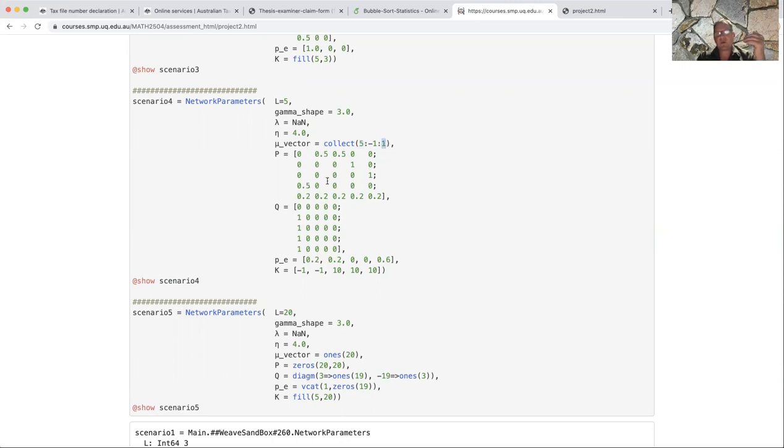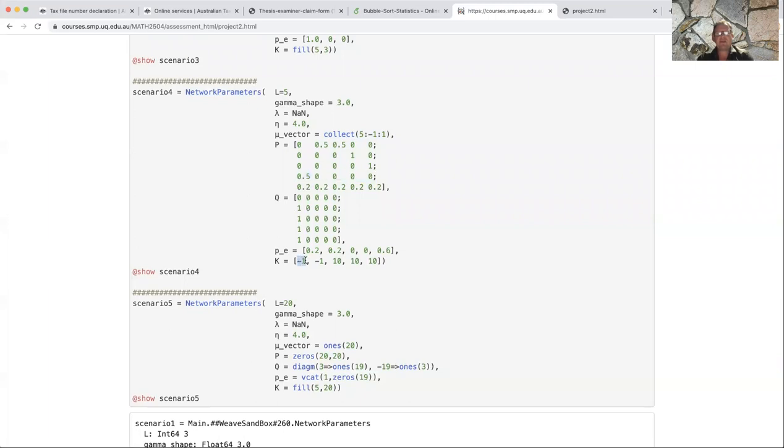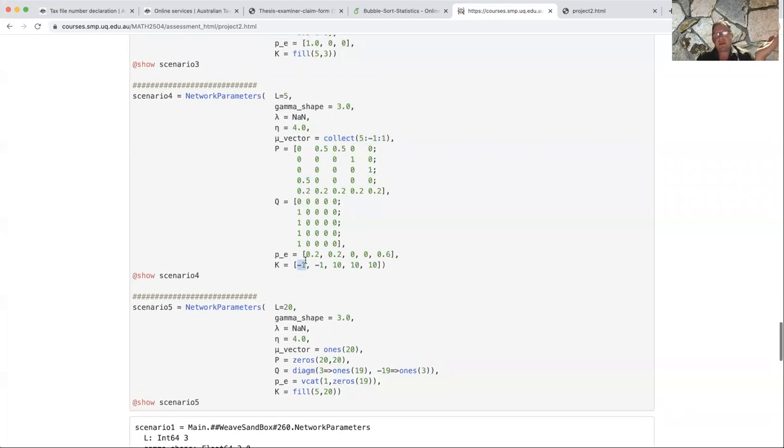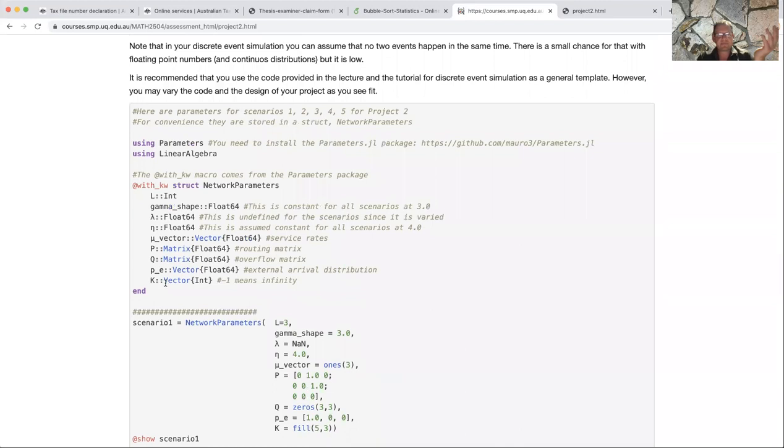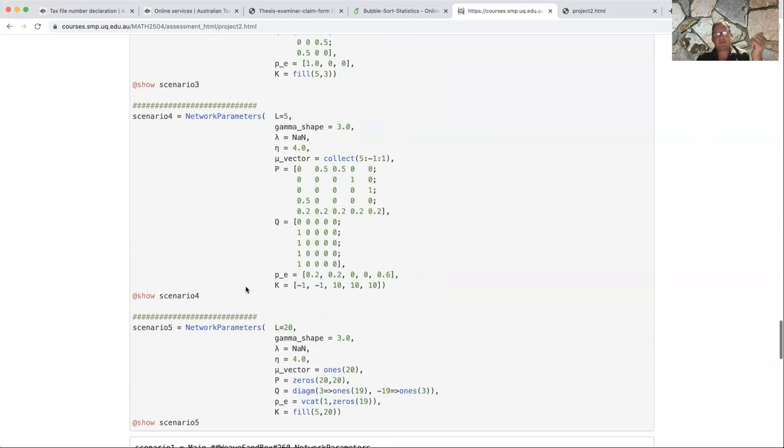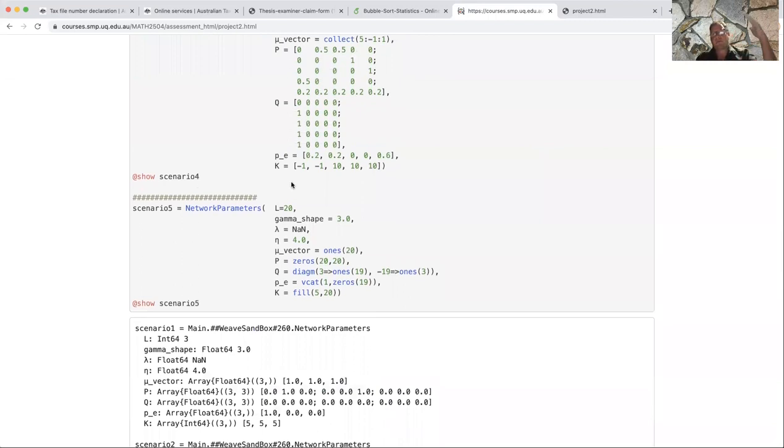The routing matrix is a bit more complicated here. For example, from the fifth one you go uniformly to all the others, but from the fourth one you exit the system. So you can only exit the system from the fourth one in this case. And here's the overflow matrix as well. Now this -1 here is one way to encode infinity. We could have had these as floats and then you just put infinity, but with integers you don't have infinity. So we said you have a vector of ints where -1 means infinity, meaning there's no upper bound on the capacity of the buffer. So these are 2 infinite buffers and these are 3 finite buffers.